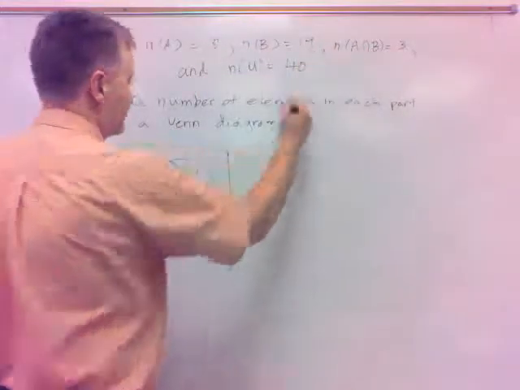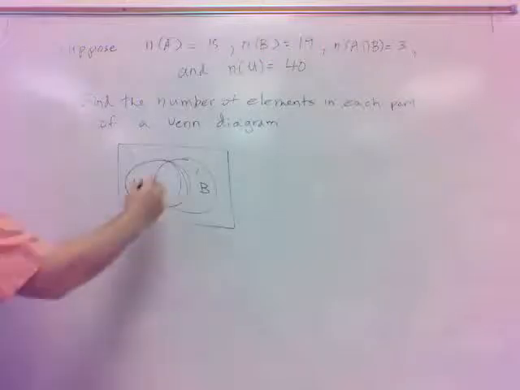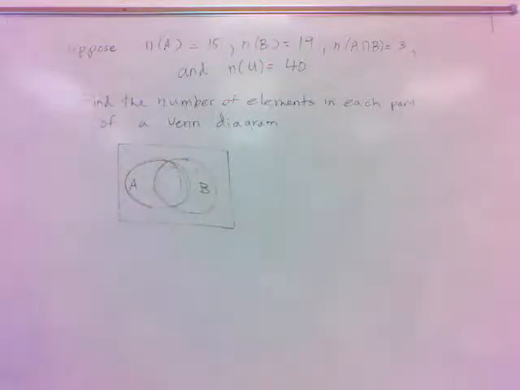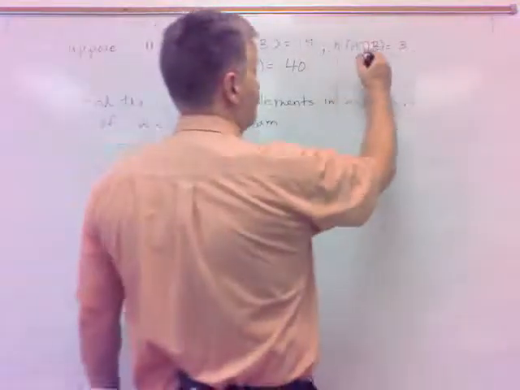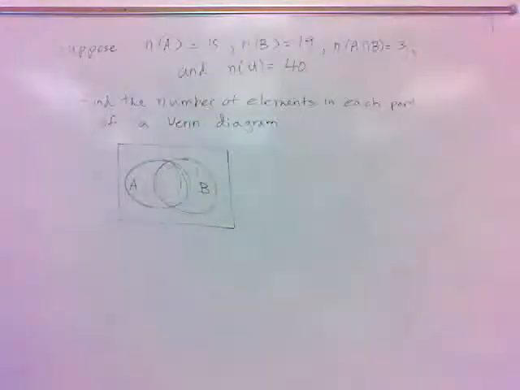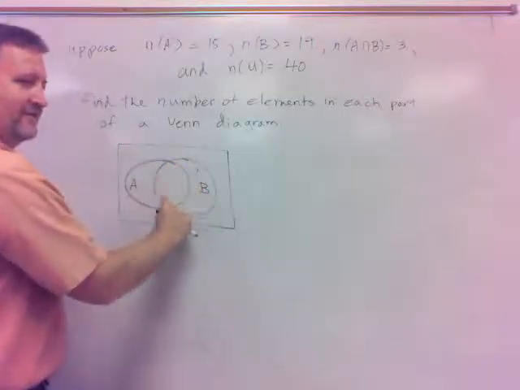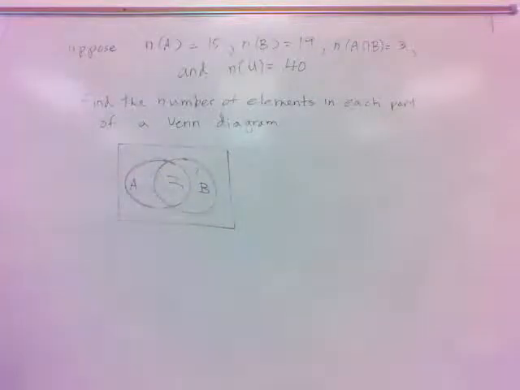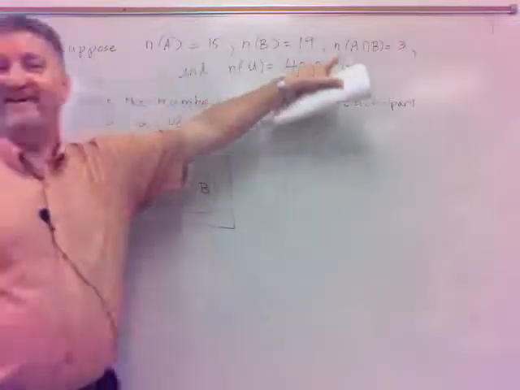The number in B is 19, same problem. I know there's 19 in the B circle, but there's two parts to the B circle. I know they need to add up to be 19. If I move to the third one, hey, I'm in better shape there. Because what does that tell me? The number in A intersection B is 3. And where is the A intersection B? Right here in the middle, isn't it? So I definitely can say 3 elements go in the middle, because that's what that tells me, right?